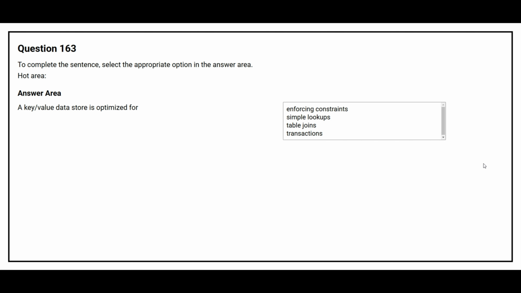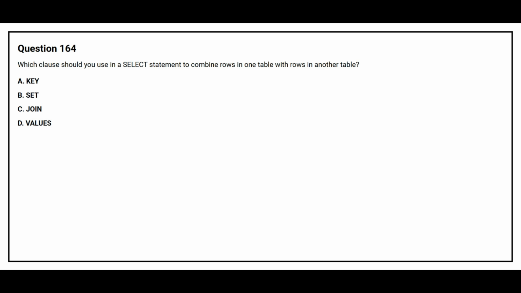The first question is, a key-value data store is optimized for. The correct answer is simple lookups. Question number 164. Which clause should you use in a select statement to combine rows in one table with rows in another table? Option A, key. Option B, set. Option C, join. Option D, values. The correct answer is option C, join.